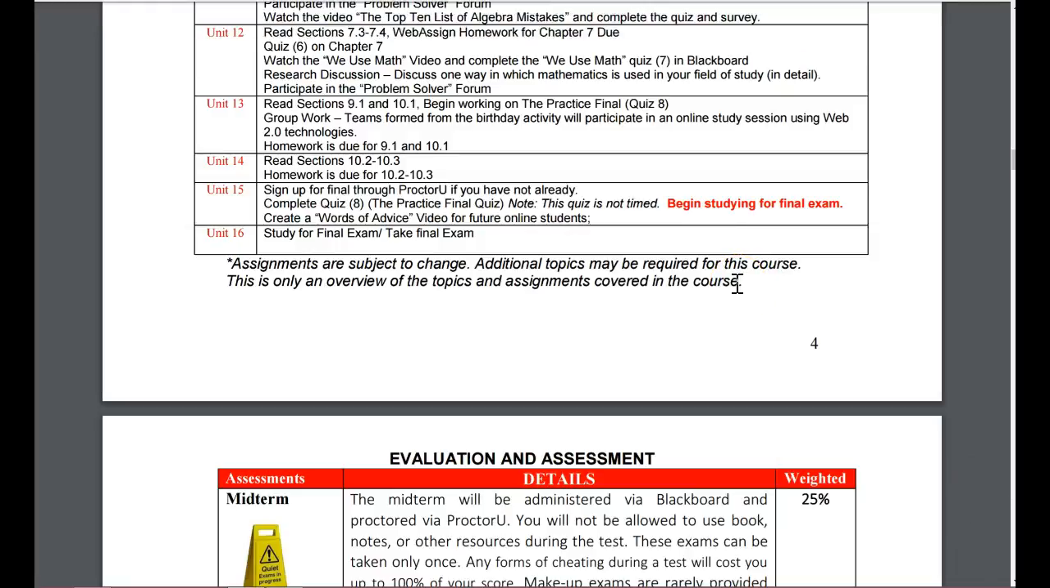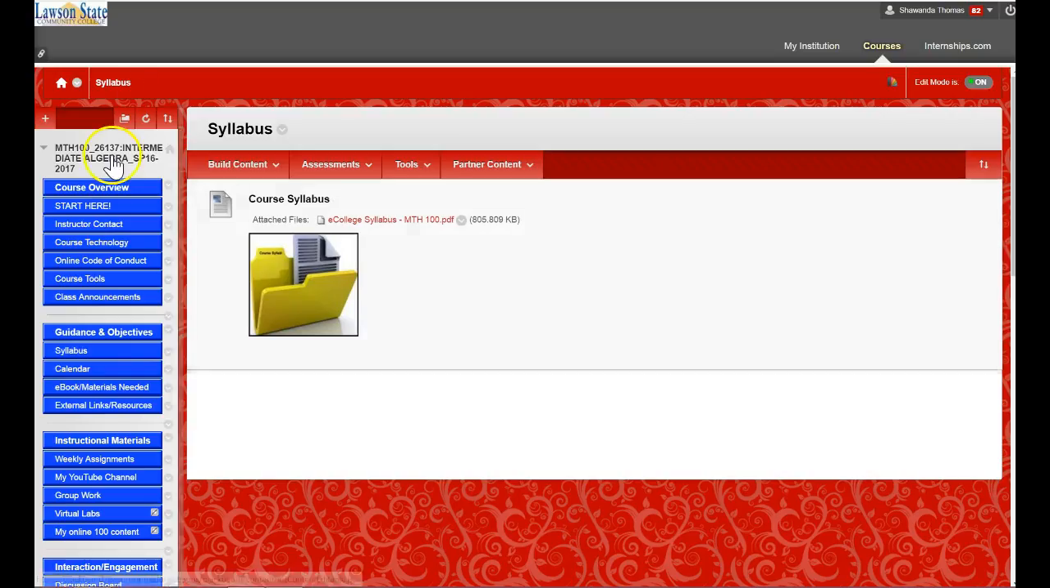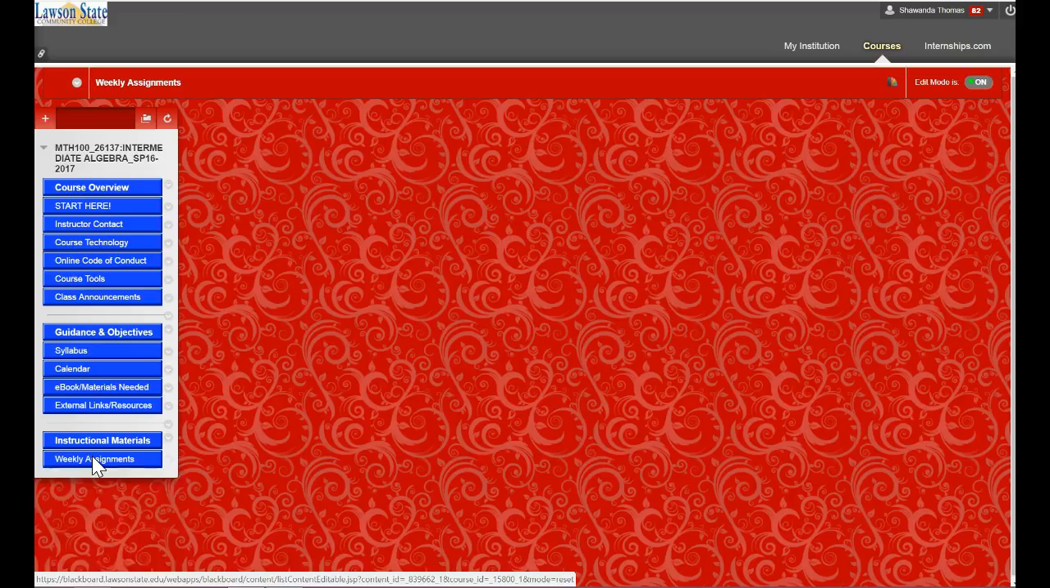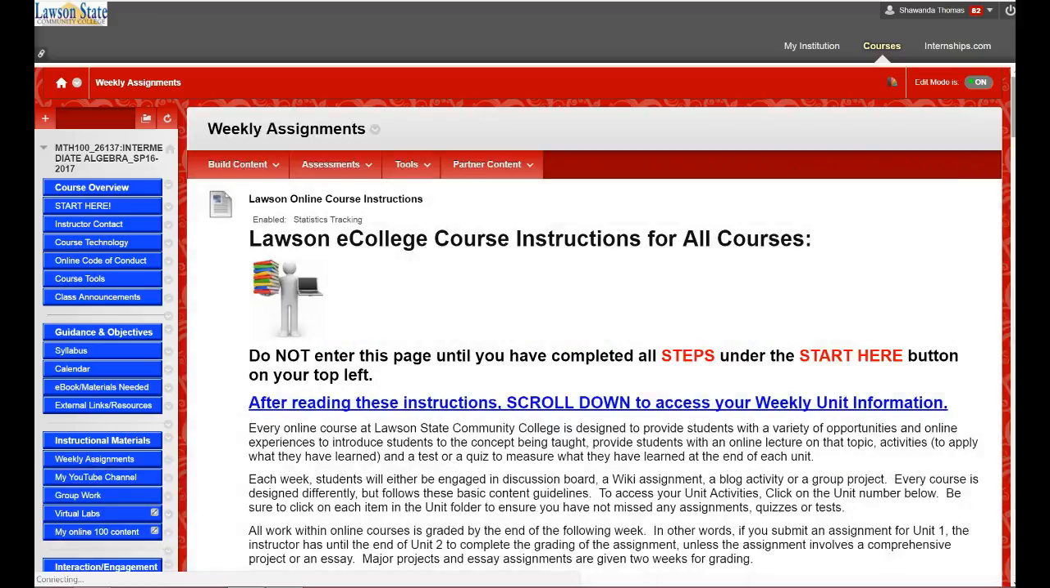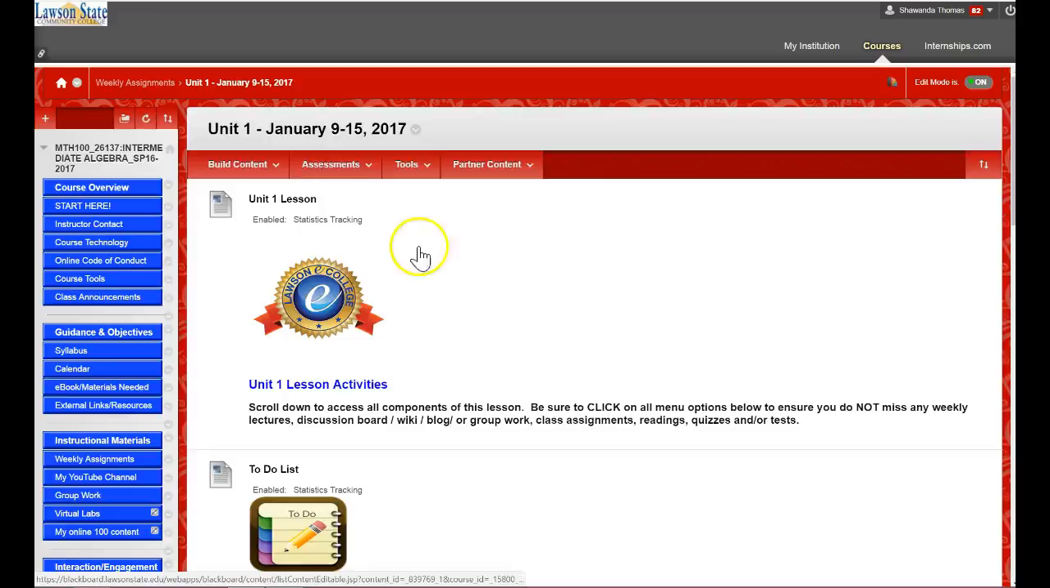So you need to really go through the weekly assignments tab, which is under instructional materials. That would actually be best for you to go under this tab and click on the folder for this particular week. For example, this week from this particular semester, January 9th through the 15th, for example, you'll click on that and it will outline everything you need to do for the week.